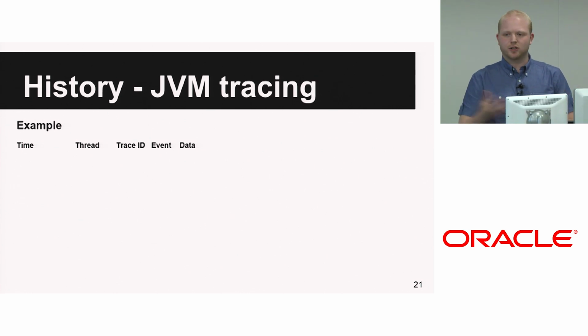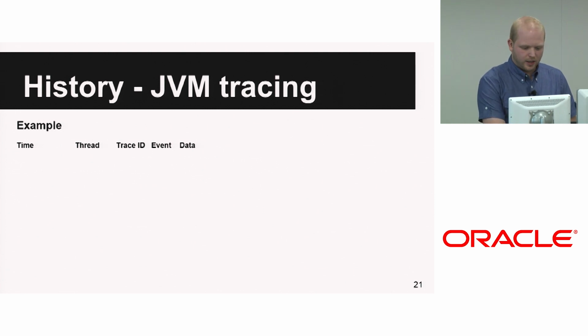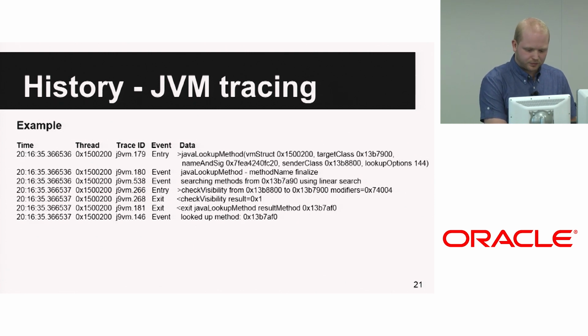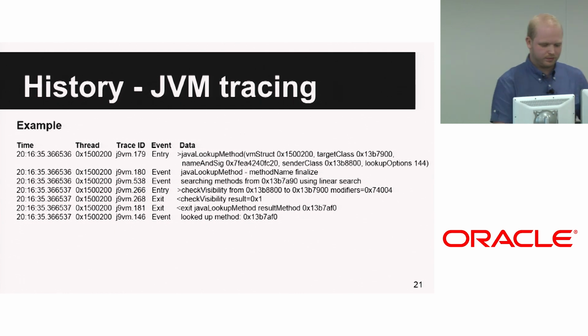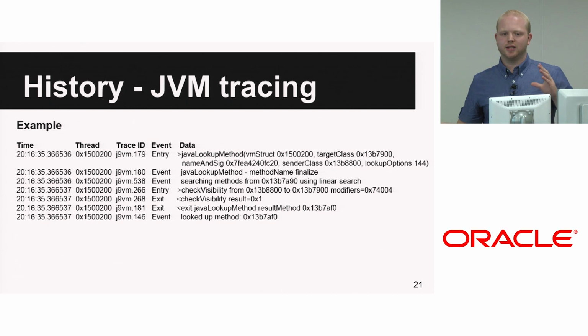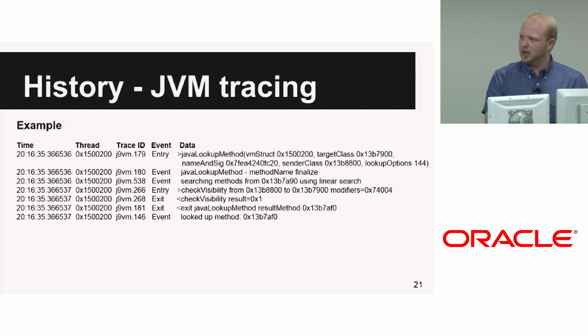Event is, did I enter a code block? Did I exit a code block? Or was there some other event that I keep track of? And then there's a data section. The data section is designed individually for each trace point. So you give it a format string, and then you input your data into it. In this case, I just took an example of when we look up a Java method.